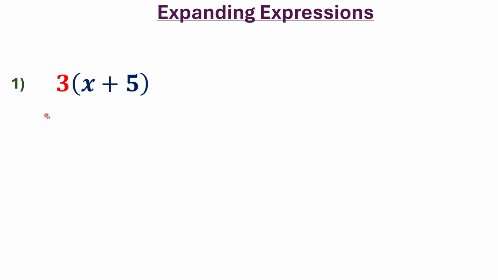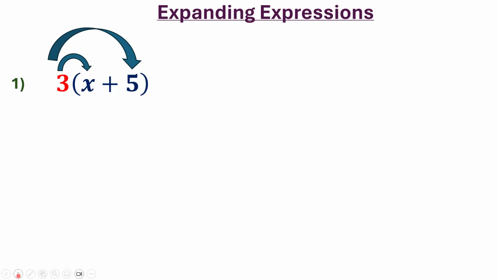It means I want to remove this bracket or expand this expression by multiplying the 3 by the whole bracket. First, if I want to multiply 3 by the whole bracket, I have to multiply 3 by x and 3 by 5. To expand this expression, I have to distribute the 3 to the 5 and to the x. This is called the distributive property.